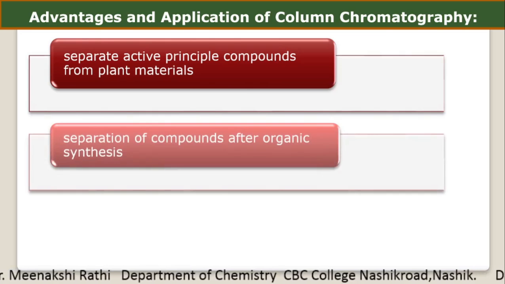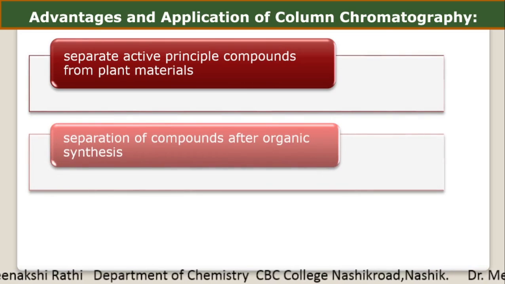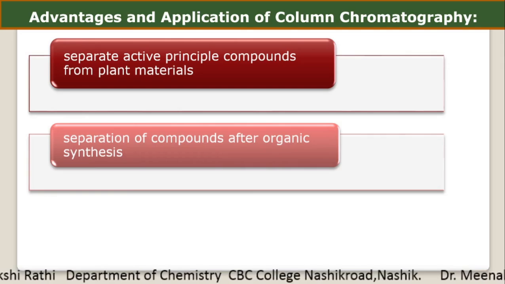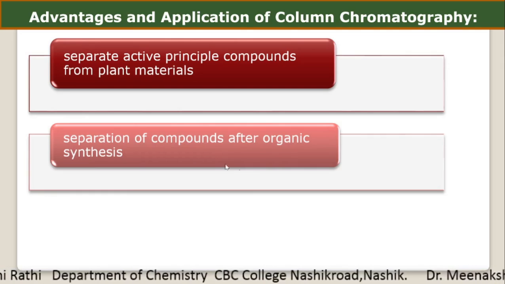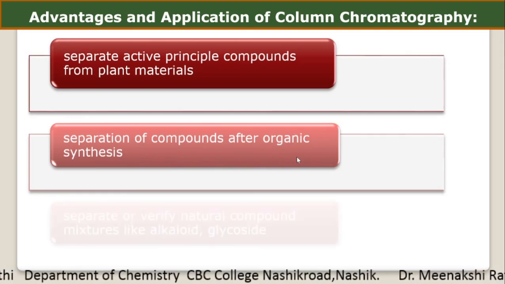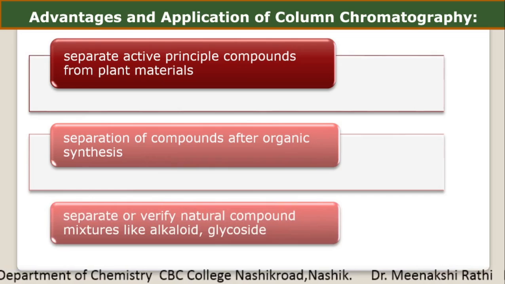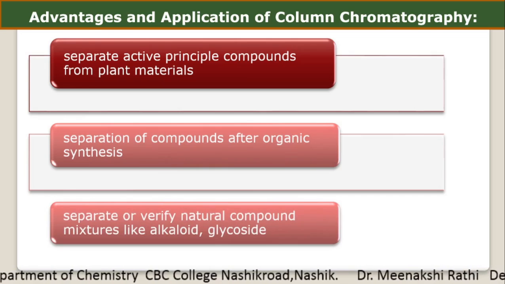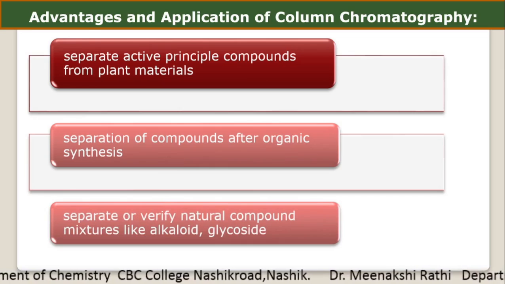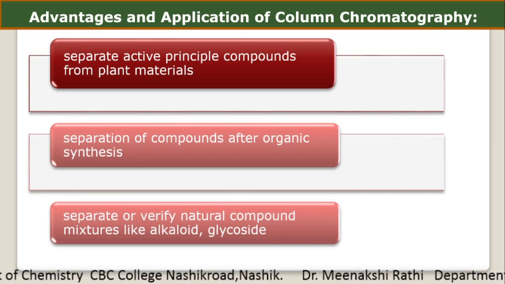Separation of compounds after organic synthesis can be done by using column chromatography. Like in organic reactions, different products are formed and those products can be separated from each other by using column chromatography. And the third and most important application is that it is used to separate or verify natural compound mixtures like alkaloids, glycosides, etc.